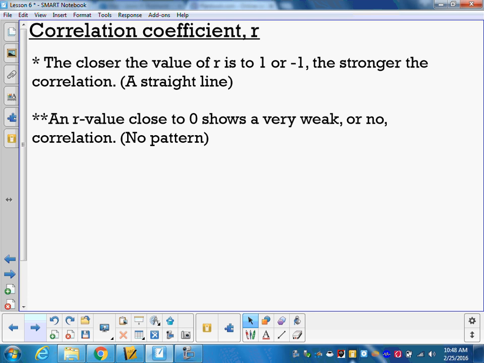So the closer the R value is to +1 or -1, the stronger the relationship that exists. The closer it gets to 0, the weaker the relationship that exists.